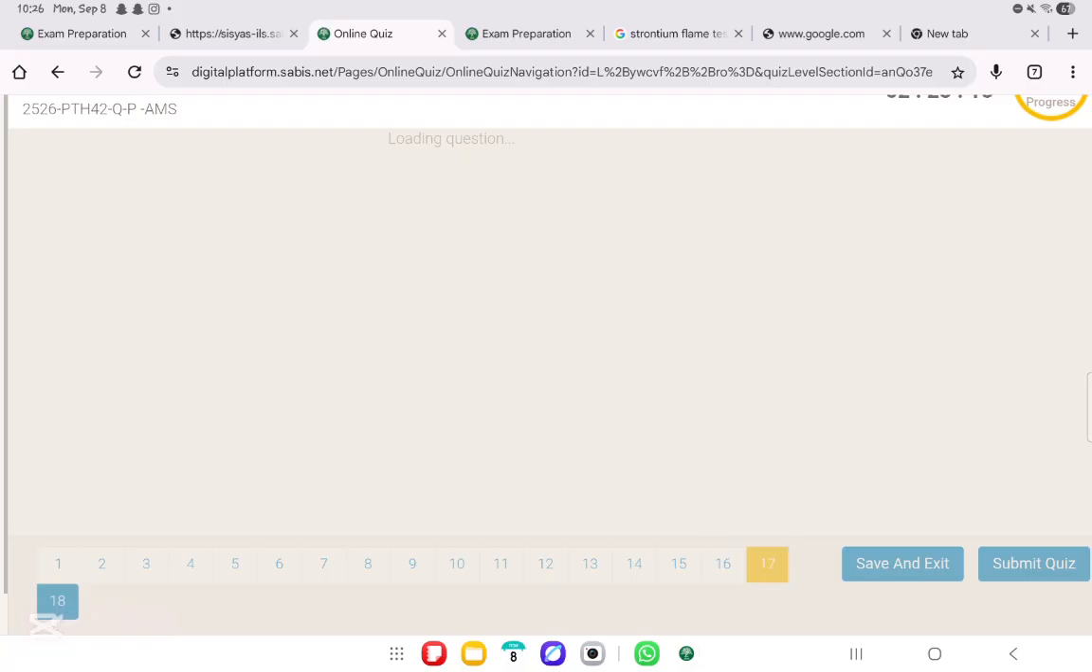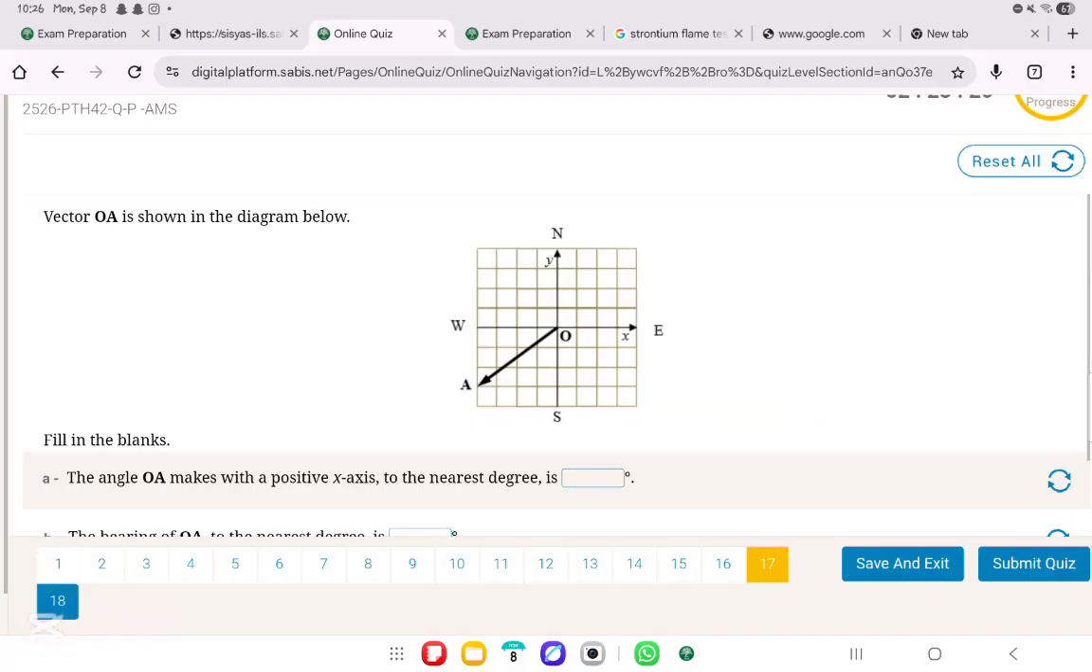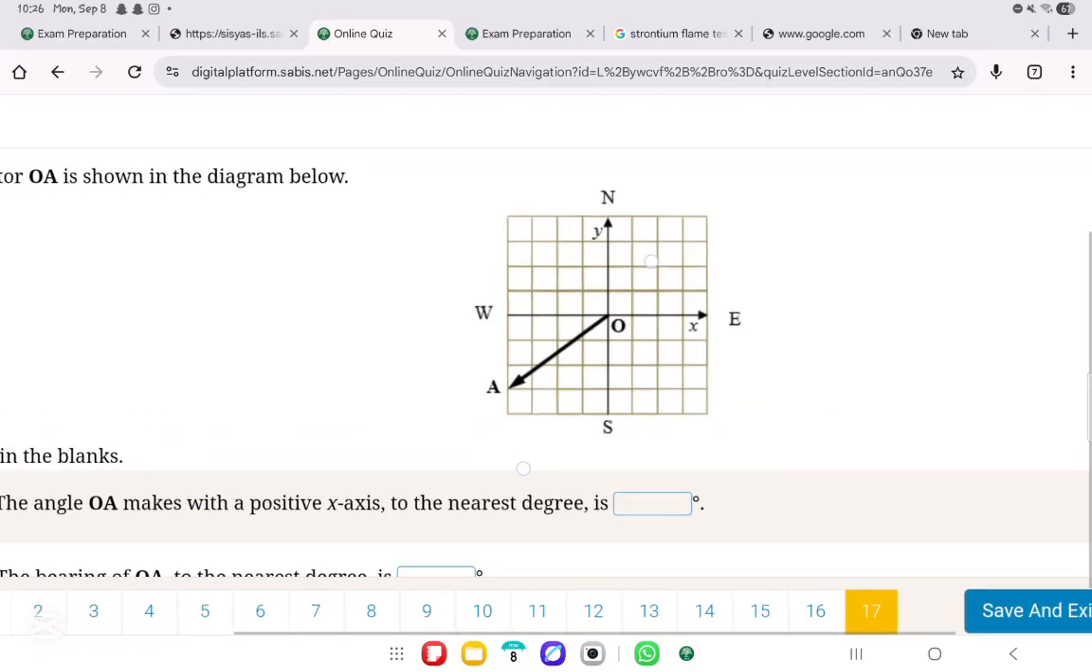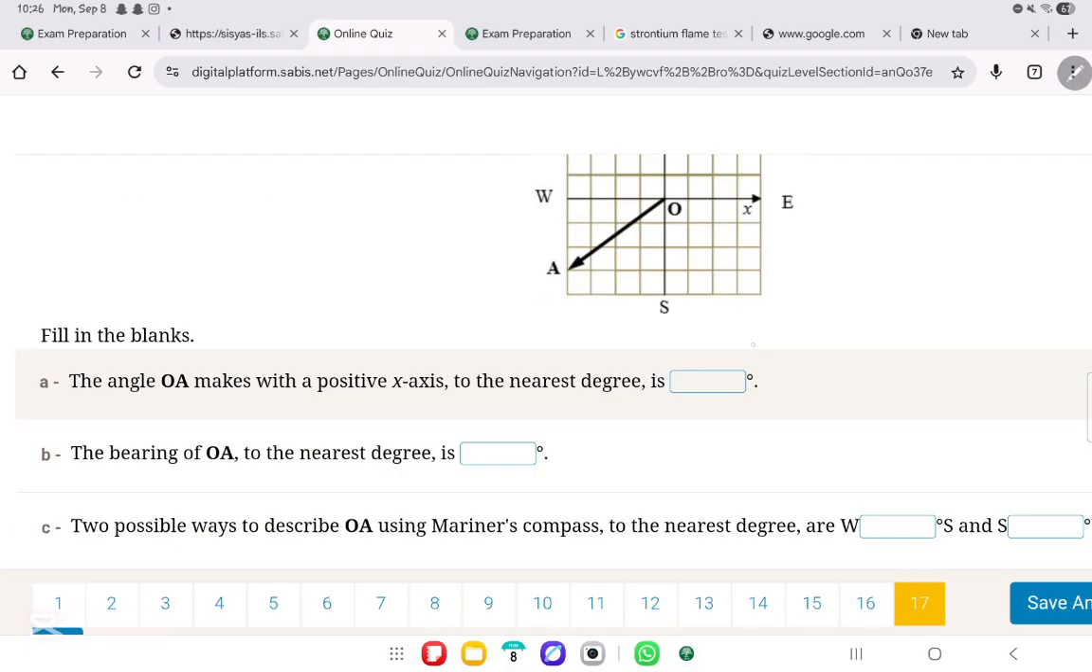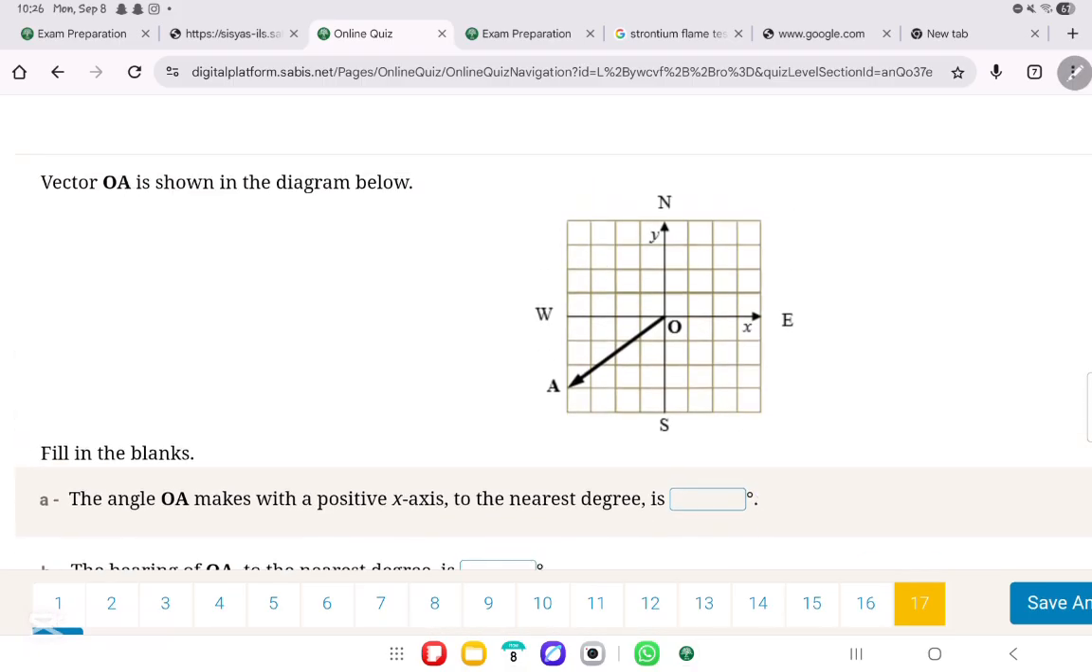Move on to question number 17. This is a very important question. Vector OA is shown in the diagram below. They want us to find the angle OA makes with the positive x-axis, meaning theta. How do we find this? First of all, let us find the x and y, or the I and j of what? Of OA. In this case, I is x and j is y.